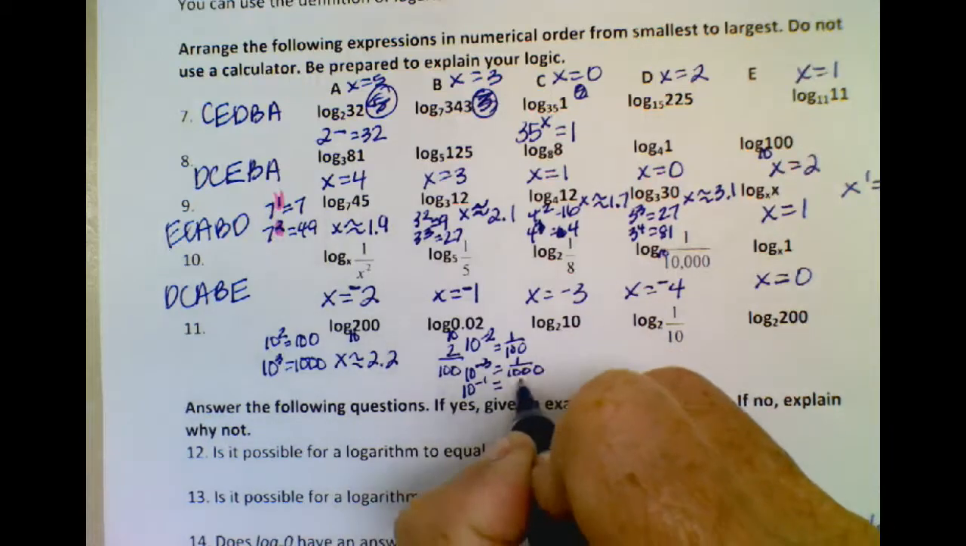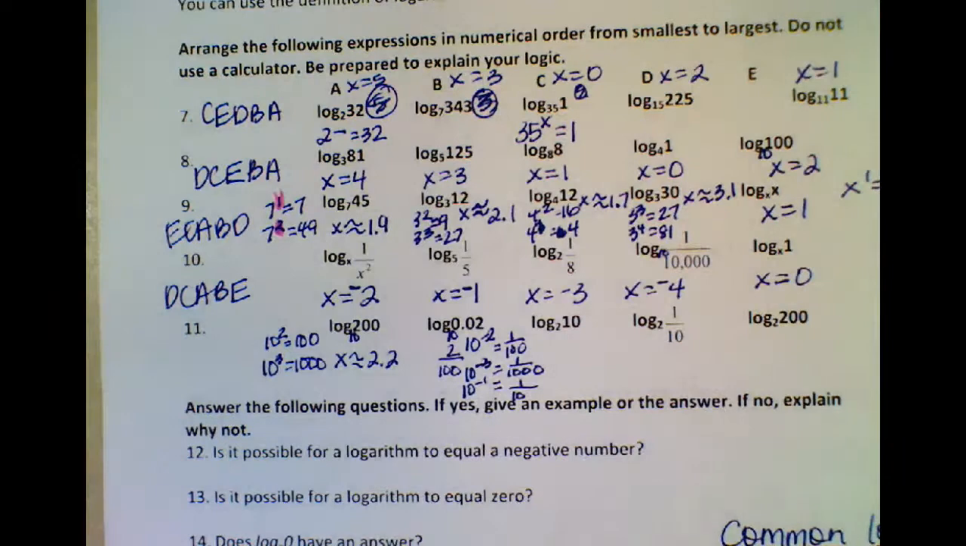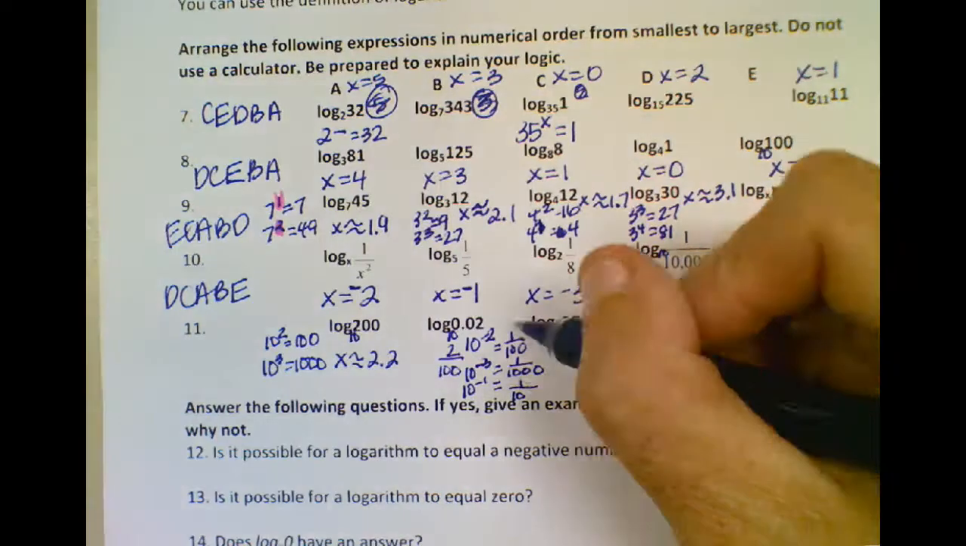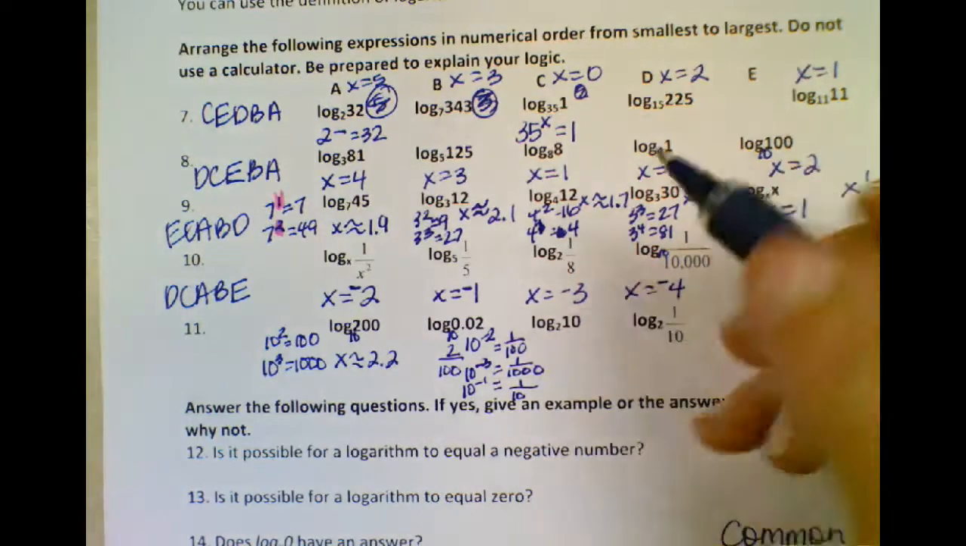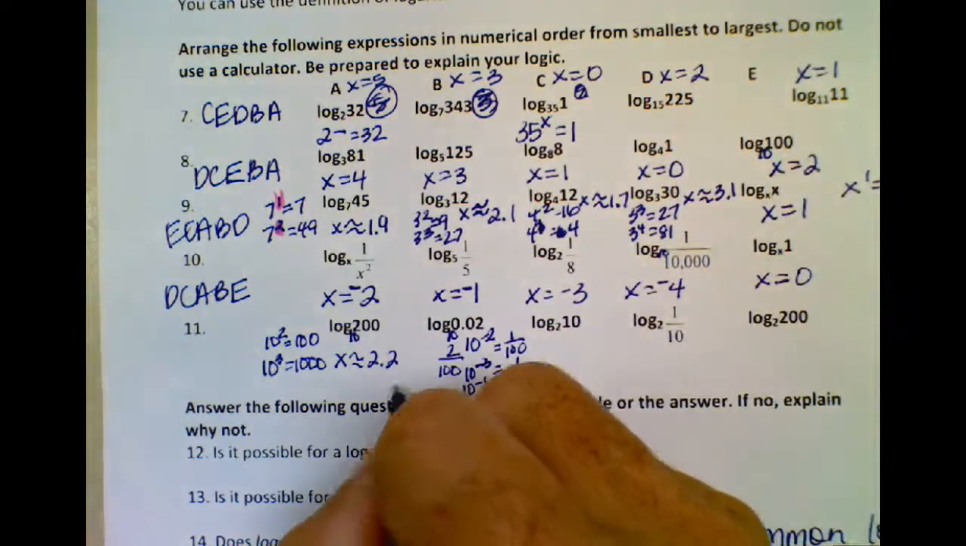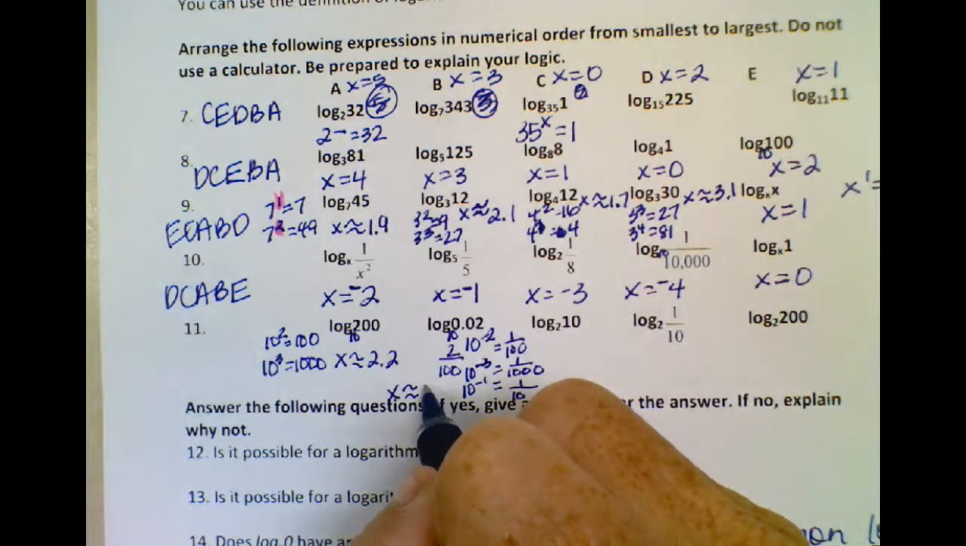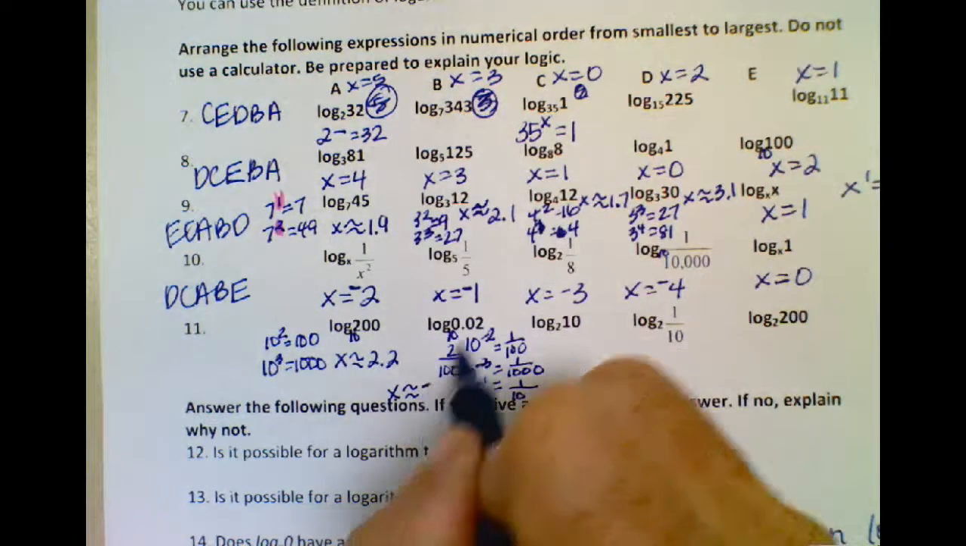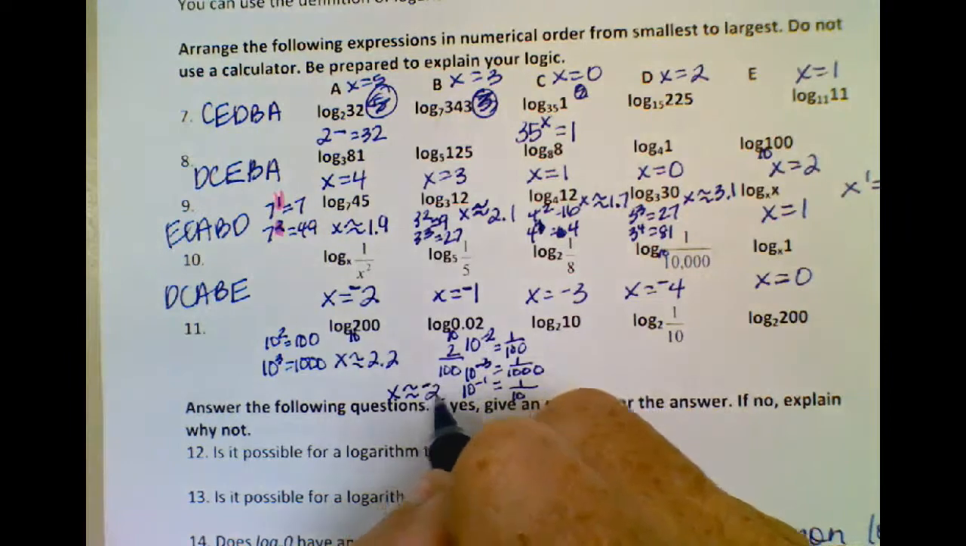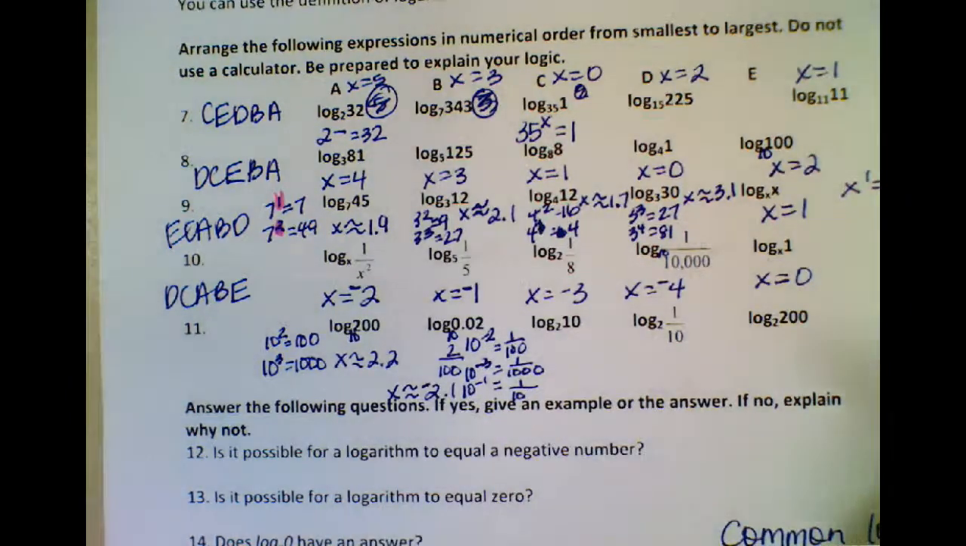Ten to the negative 1 would be 1/10, right? So somewhere in between 10 and 20 would be 2 hundredths, because that's between 1 hundredth and 10 hundredths. So it's probably between 1 and 2, so I'm going to estimate that it's about, it's going to be negative because I've got 1 over, so negative 2.1, something like that.